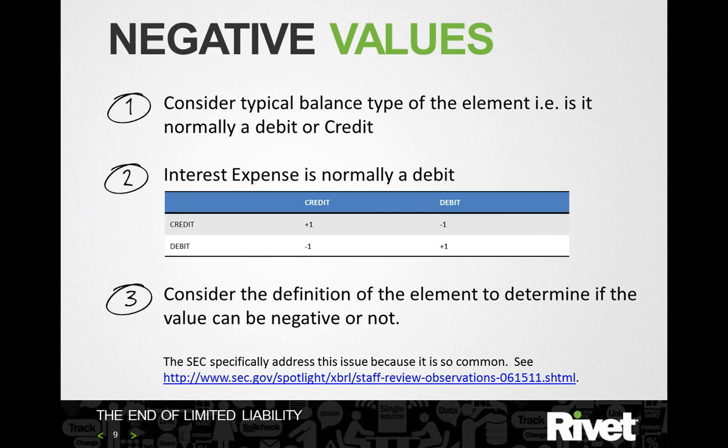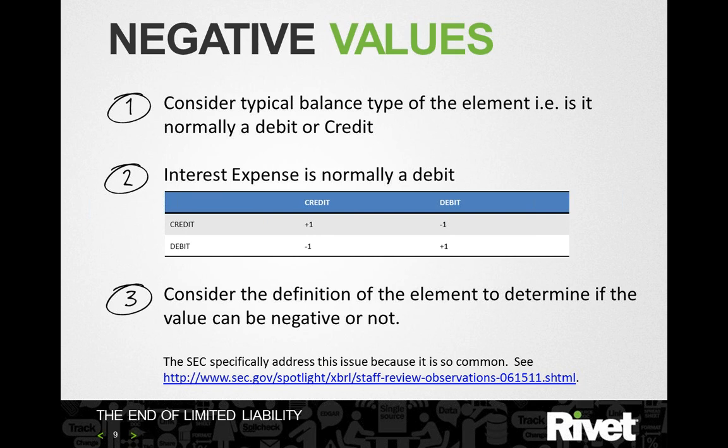However, just because an item like an interest expense is interest income, you shouldn't use the interest expense tag to represent interest income using a negative interest expense. There are a number of tags in the taxonomy for interest income which should be used.